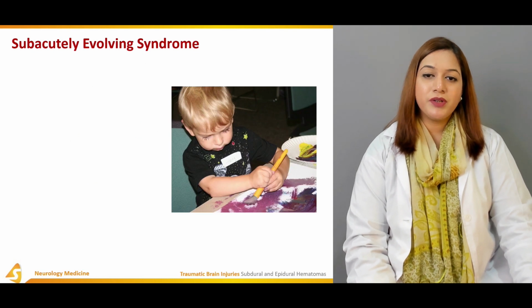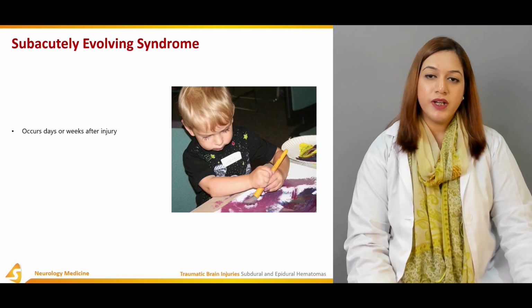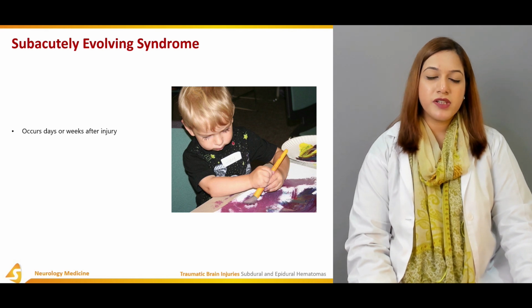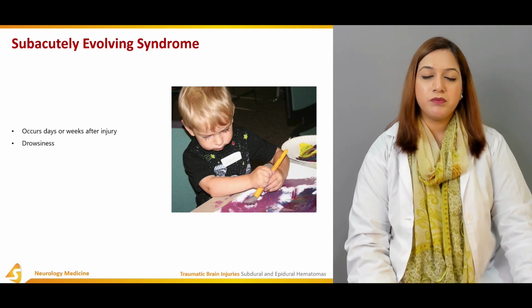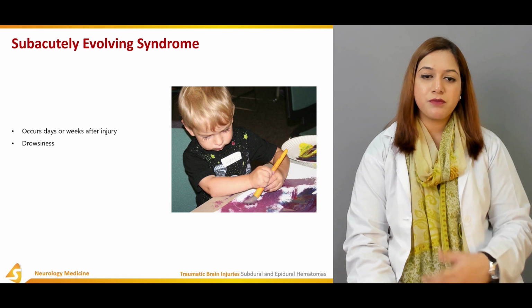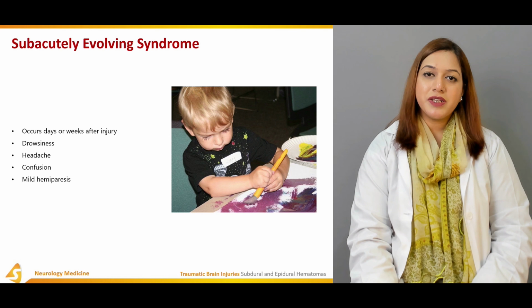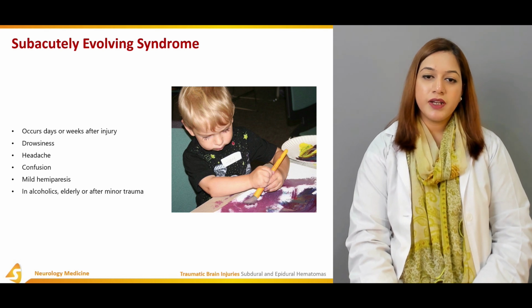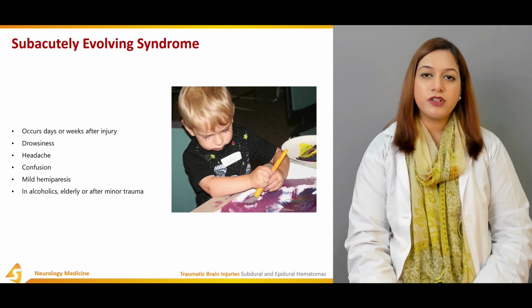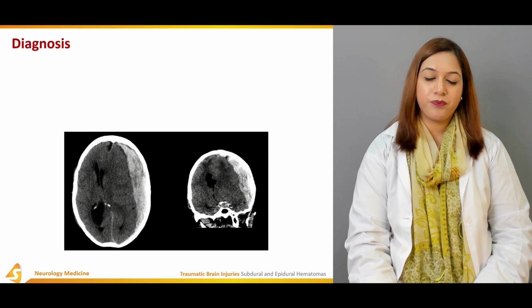What is a subacutely evolving syndrome? It occurs days or weeks after the injury. The patient might experience drowsiness, headache, confusion, mild hemiparesis, and especially in alcoholics, the elderly, or after minor trauma, we can see a subacutely evolving syndrome.